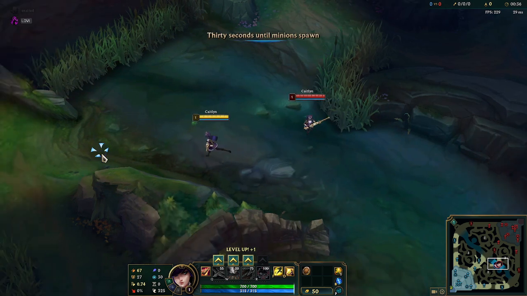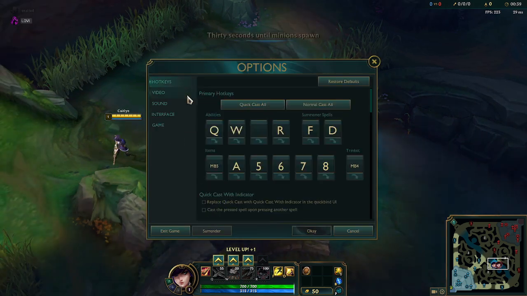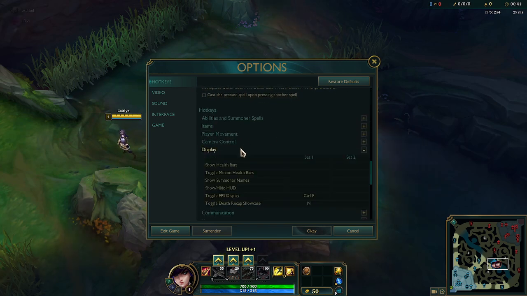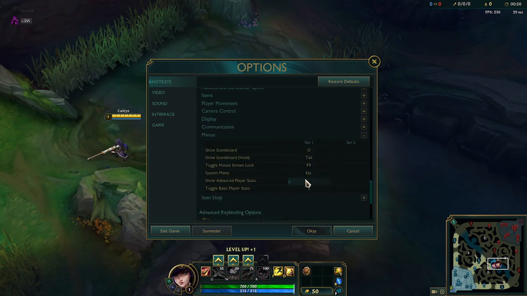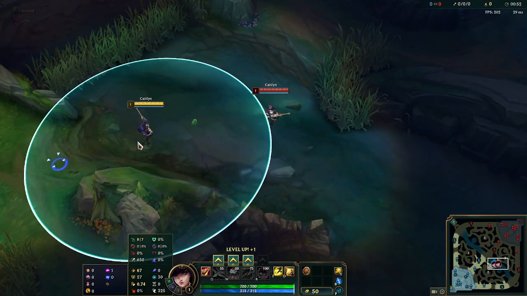Okay. So basically, wait, I need to add the keybind to show advanced stats, like in menus, right? Yeah. Let's see. Okay. Yeah, but I had to add it.